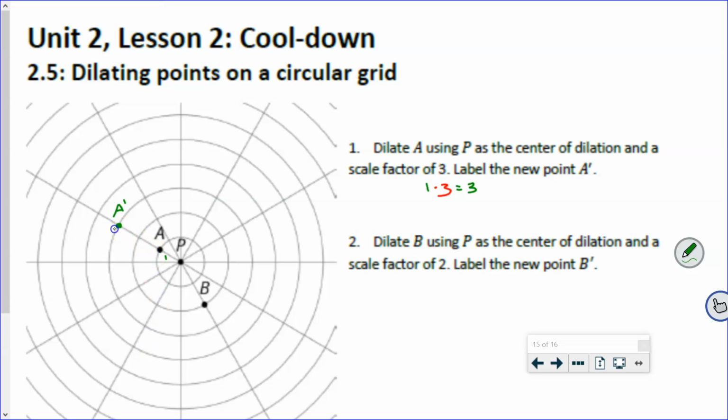It does mean it's 2 away from the normal A, but we normally truly don't talk about the distance from A to A prime. Usually it's always A prime to the center, but that is a great question.